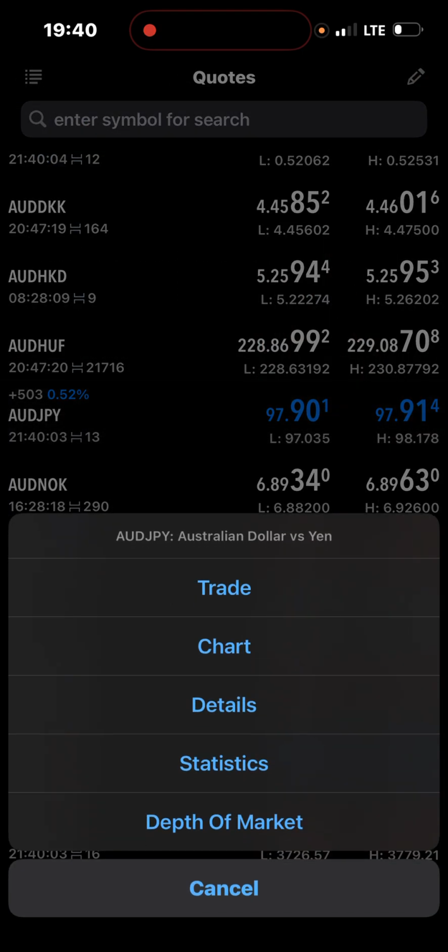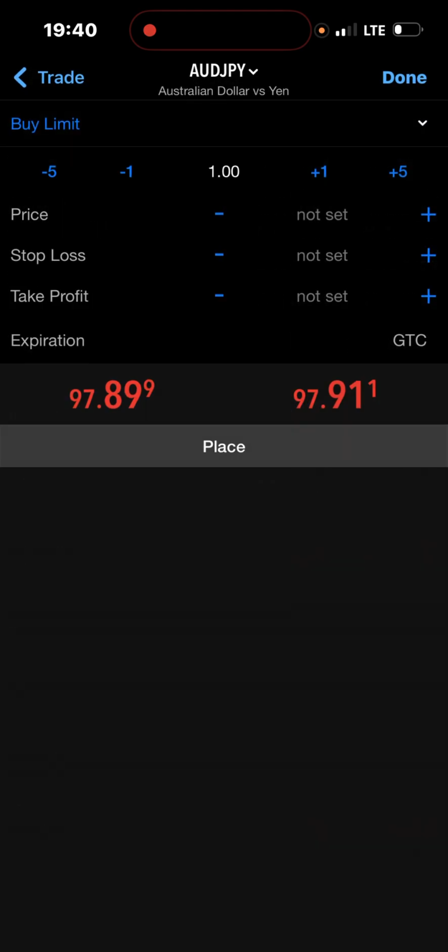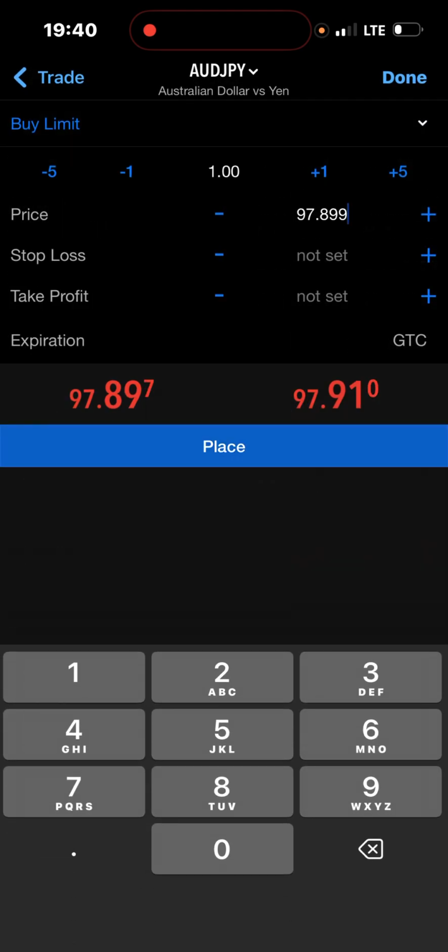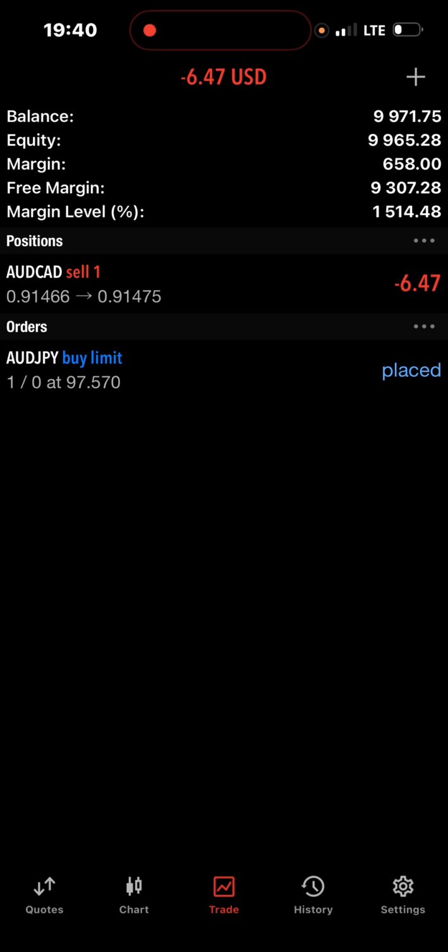AUD JPY 97.570. So I click on trade. I put the price 97.570. Then I put my lot. Don't forget, I'm using one standard lot. Buy limit, I place it. You see that? It has left here as a pending order. So anytime price comes back to that zone, that area, then the market will trigger my buy in.